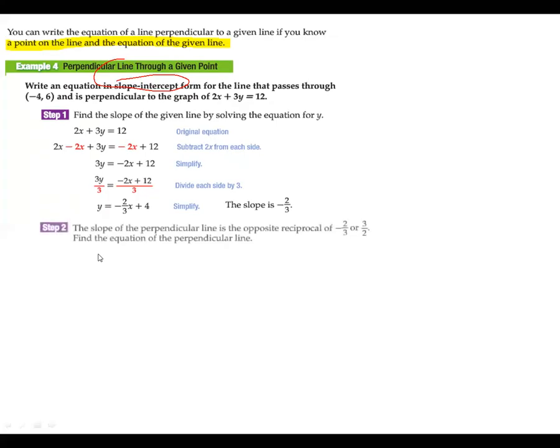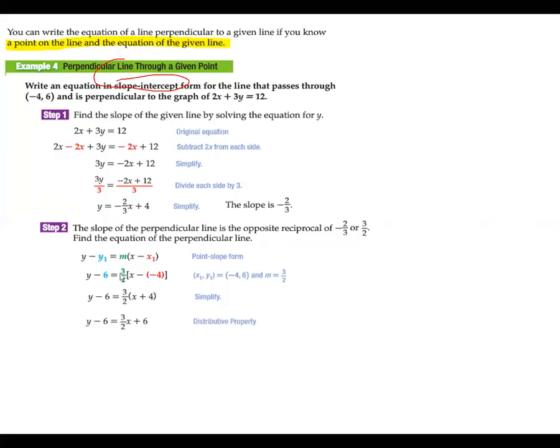Second step: the slope of the perpendicular line is the opposite reciprocal of the slope of the given line. So the opposite reciprocal of -2/3 is you flip it over, change the sign. So it's +3/2. Now we can find the equation of the perpendicular line because I know a slope and they gave me a point. So start off with point-slope form. Plug in what you know. Notice this is minus a -4, so we're going to rewrite that as +4.